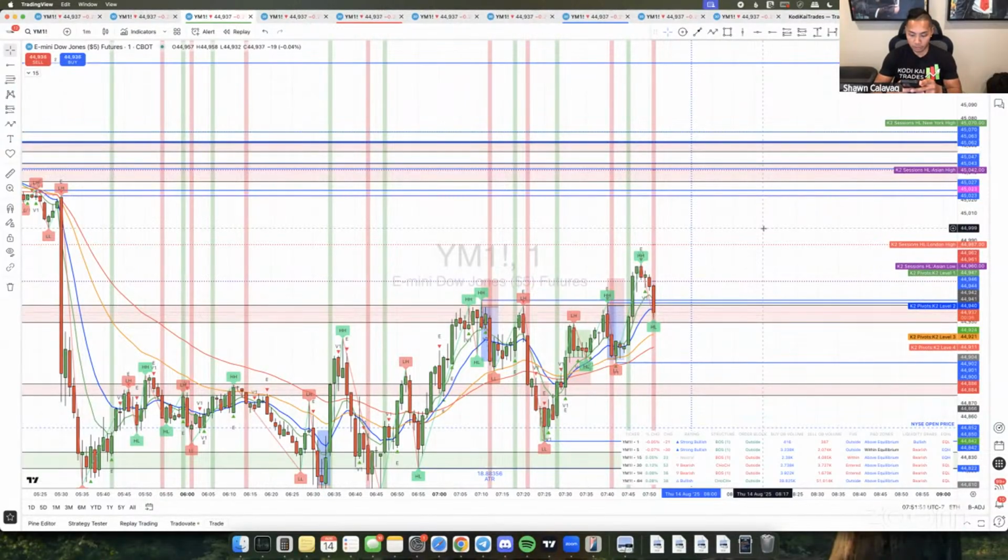So I would have looked to take the buys here. Price stayed above, but that wasn't the case. Price is now pulling back into this lower range.